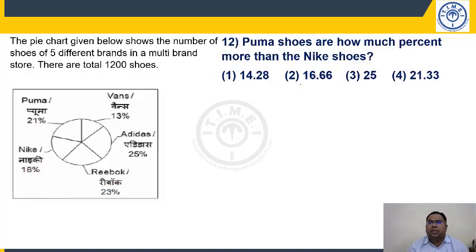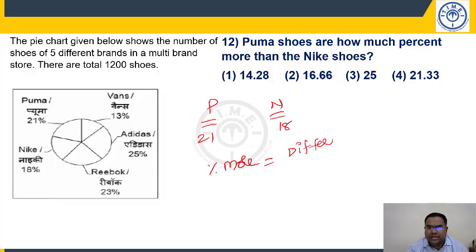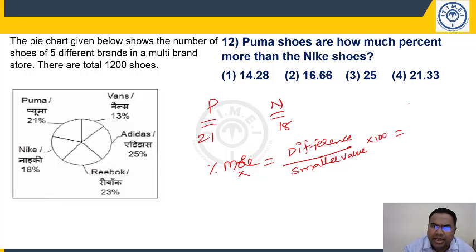Question number 12. Puma shoes are how much percent more than Nike shoes? Puma is how much? 21. Nike is how much? Say 18. Percentage more. What's the formula for percentage more difference? You discussed this in percentages. You can watch our percentages video on our YouTube channel, right? Opposite of more is lesser value. So smaller value into 100. You have discussed in detail, right? So the difference is 3, the smaller value is 18, into 100. 3 by 18 is 1 by 6, 1 by 6 is 16.66 percent.